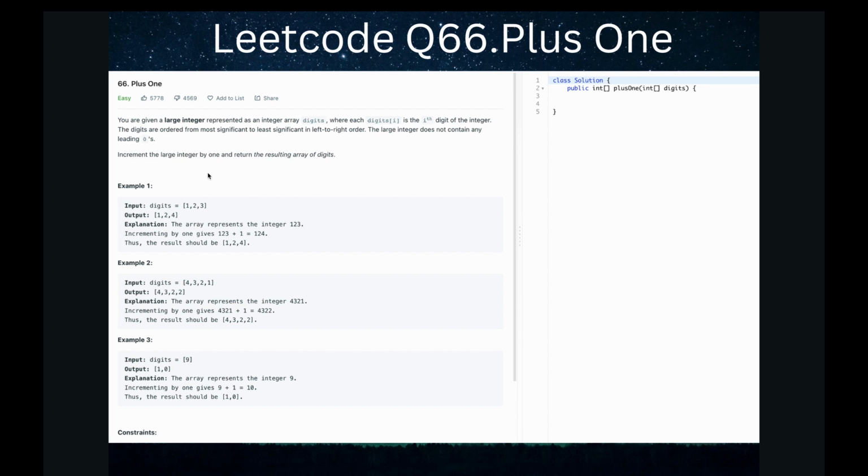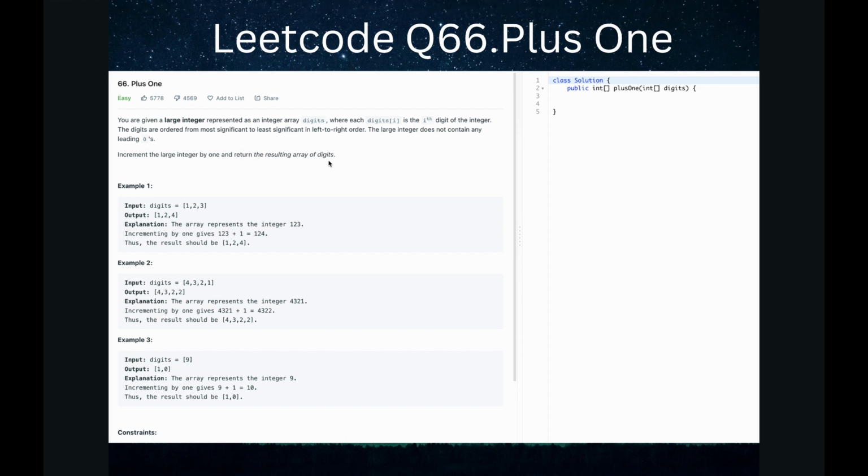It says that you are given a large integer represented as an integer array by the name digits, where each element of that array, digits[i], is actually the ith digit of the integer. Now the digits are ordered from most significant to least significant in left to right order, and the large integer does not contain any leading zeros. So these two are actually the requirement for any valid number or integer. Now we are asked to increment the large integer by 1 and return the resulting array of digits.